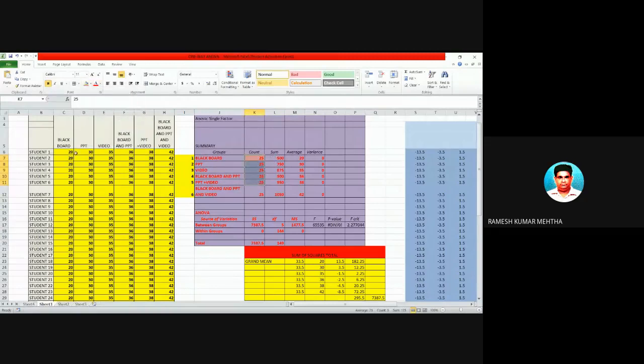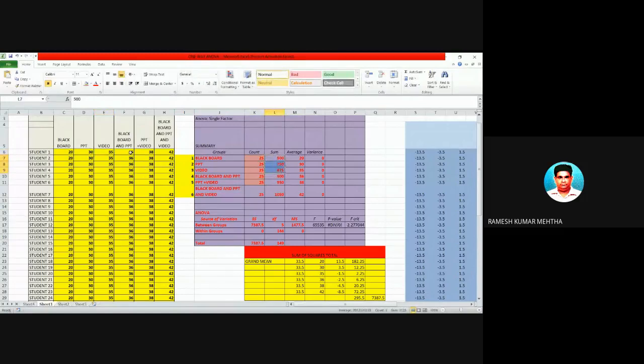What is the sum? If you total, 25 students in the first case have got 20 marks each, so 20 into 25 is 500 marks. In the second case, 25 students have each got 30 marks, so 750. That is the sum I am doing. In the third case, when I am using video as a method of teaching, the students have secured 35 marks each. 35 into 25 is 875. Hope you understood this part also.